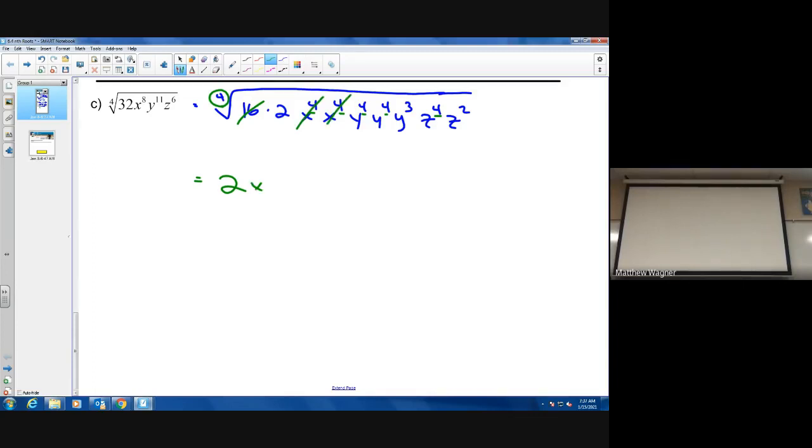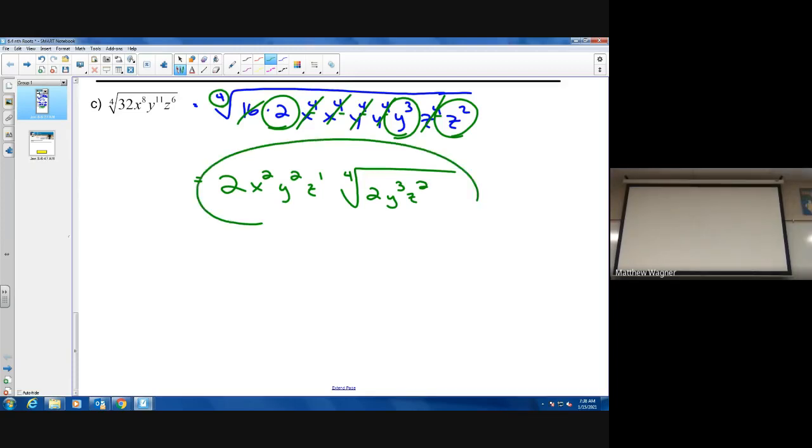I can take 2 groups of x's out front. I can take 2 groups of y out front. I can take a group of z out front. I can even just put a 1 there if I want. If you notice, we have a 2, we have a y cubed and a z squared left. That is what would be left under your solution.